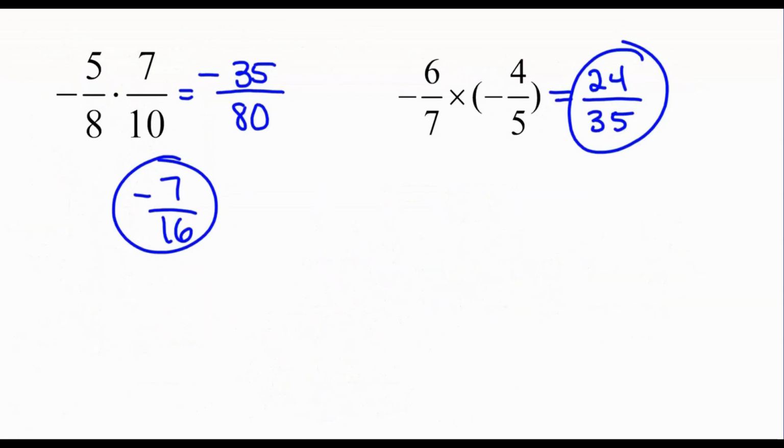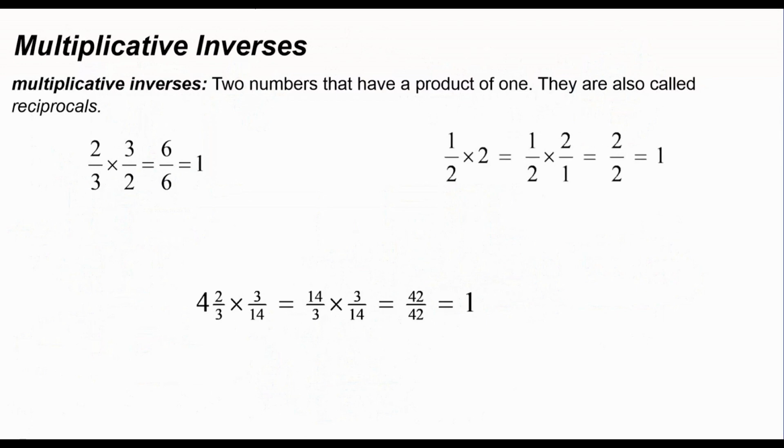And that's multiplying fractions. What are multiplicative inverses? Now, this is a very important concept, so please make sure you have this in your notes and understand what these are. Multiplicative inverses are two numbers that have a product of 1. When you multiply them together, you get 1, and they're also called reciprocals. Reciprocal is another name for a multiplicative inverse. So those are synonyms: reciprocals, multiplicative inverses.